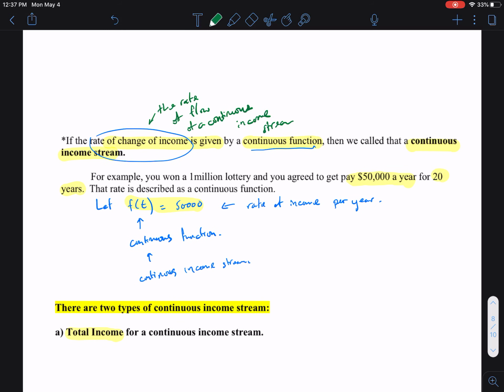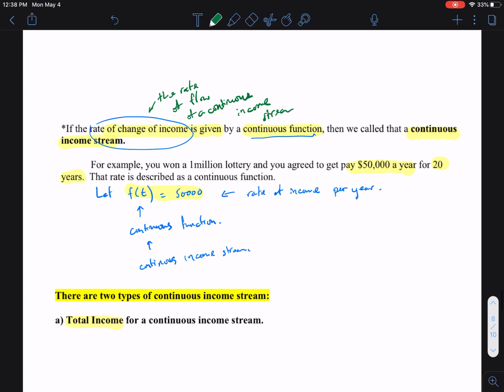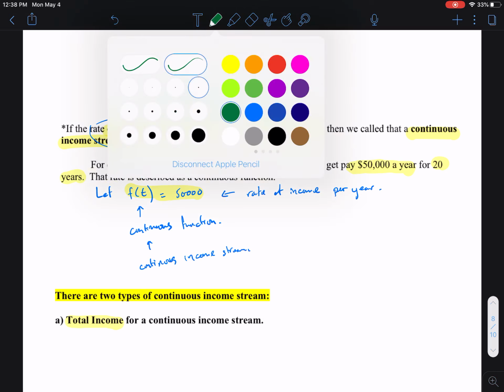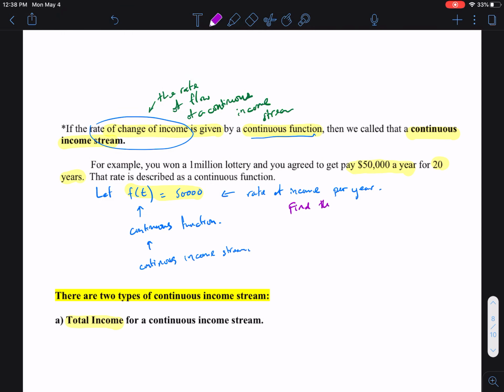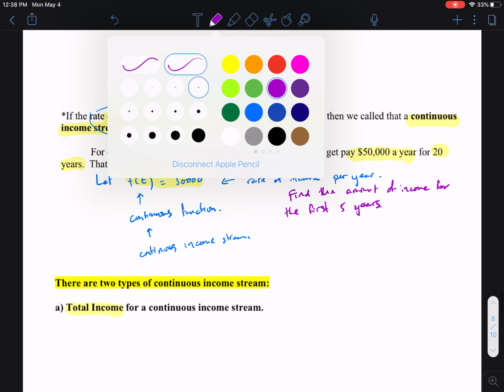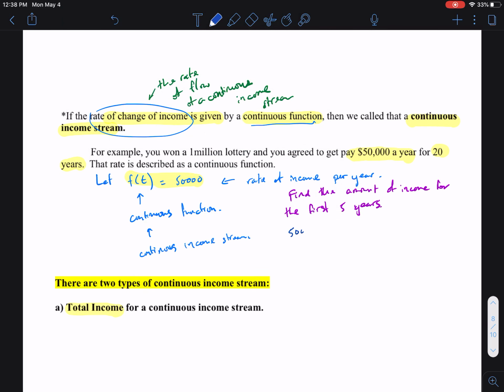So where does the definite integral come in here? Let's find out the amount of income for the first 5 years. For the first 5 years, it's 50,000 per year for 5 years. So we're looking at 50,000 times 5. That's 250,000 for the first 5 years.